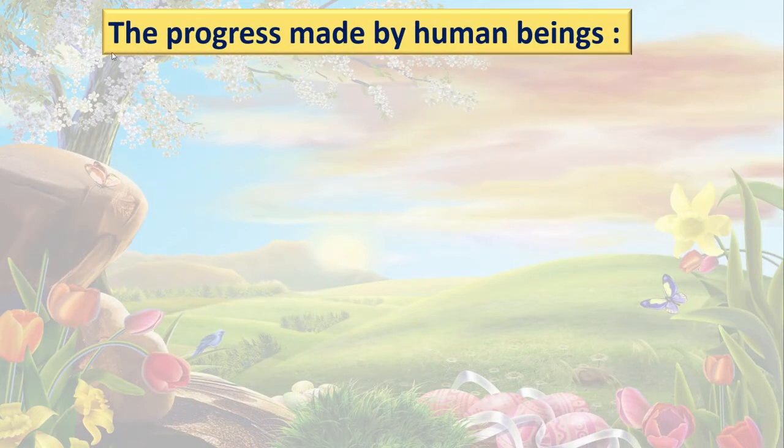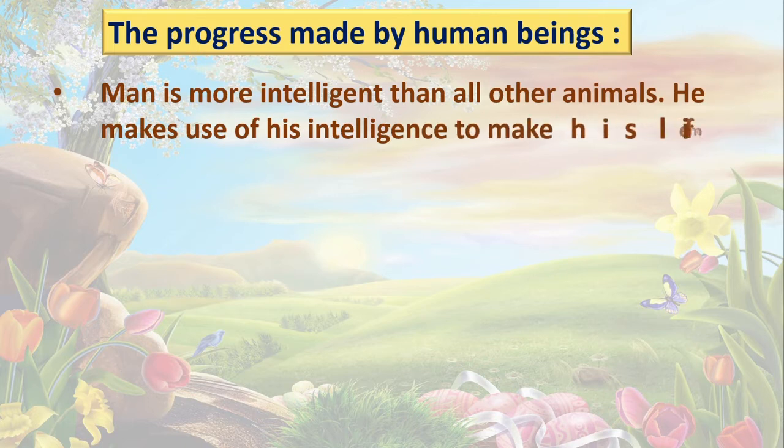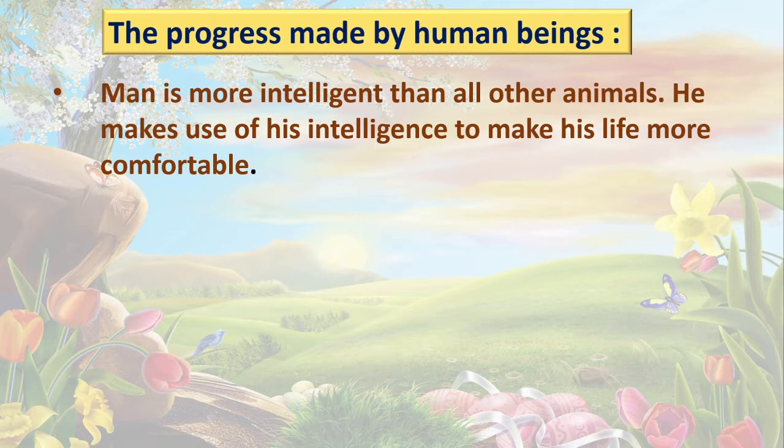Now, dear children, this we know, the progress made by human beings. Here we can say man is more intelligent than all other animals. Yes, in the environment we can see so many living beings: man, then animals and birds, insects, etc. But among them, man is more intelligent than all other animals.